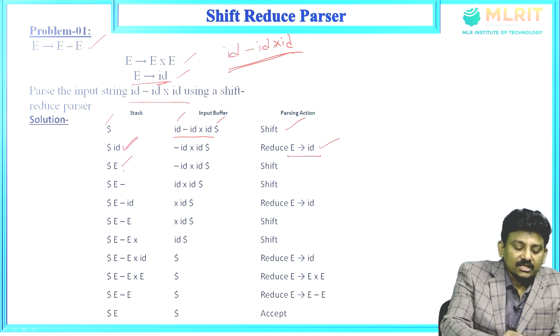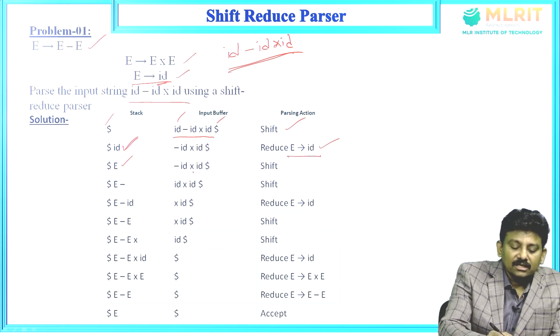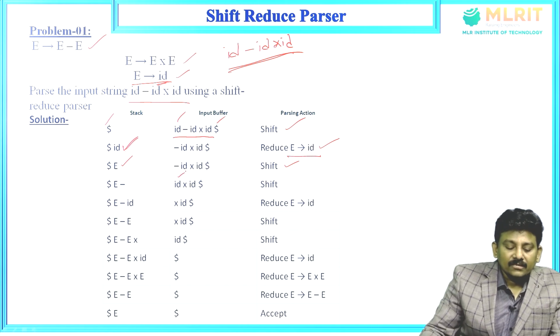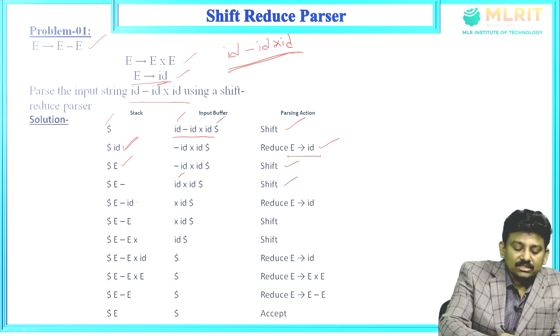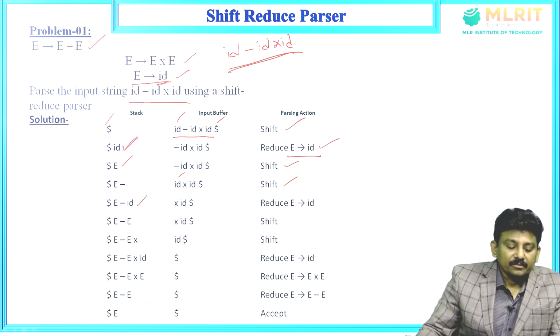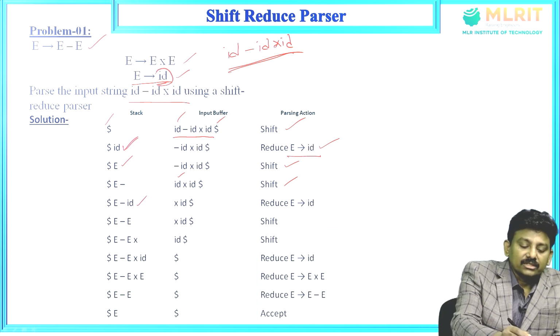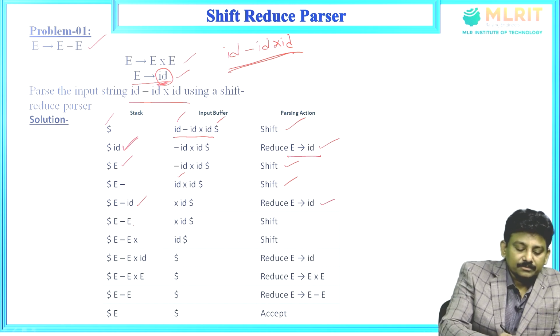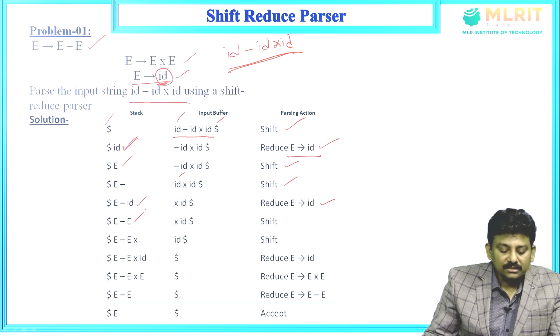Now the top of the stack is E, the current symbol is minus, and we shift this minus onto the stack. Now the top of the stack is minus. The current input symbol is ID. So ID is pushed onto the stack, E minus ID. Now ID is a handle because ID matches the body of the production. So reduce, E derives ID. ID is reduced to E. The next step, ID is replaced by E.